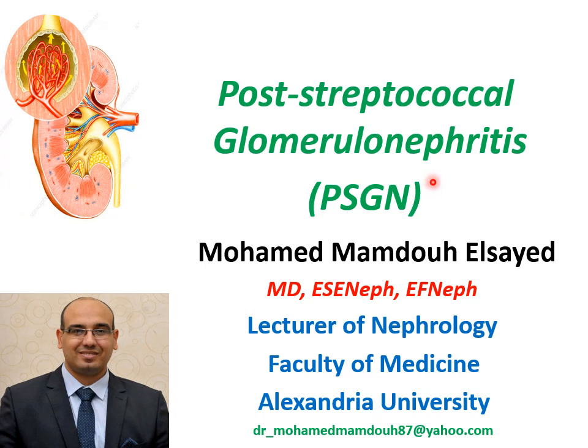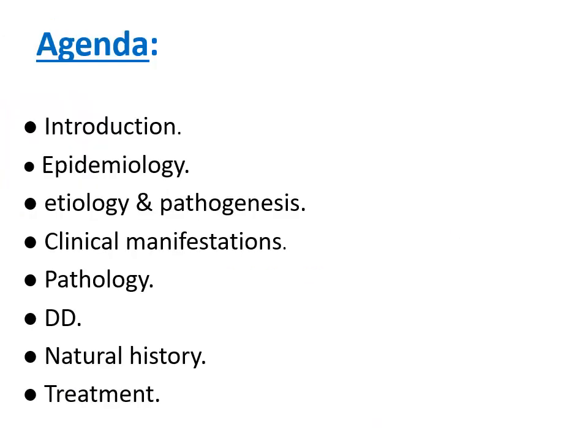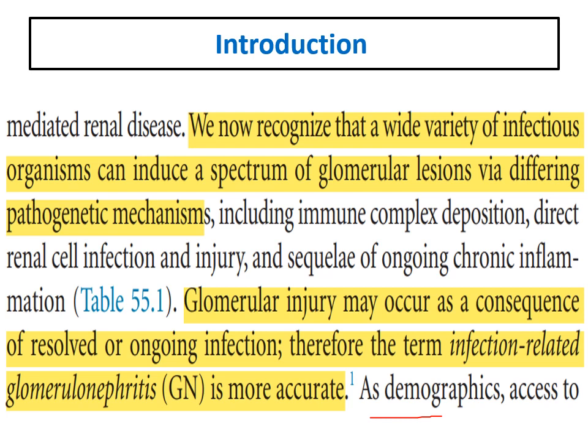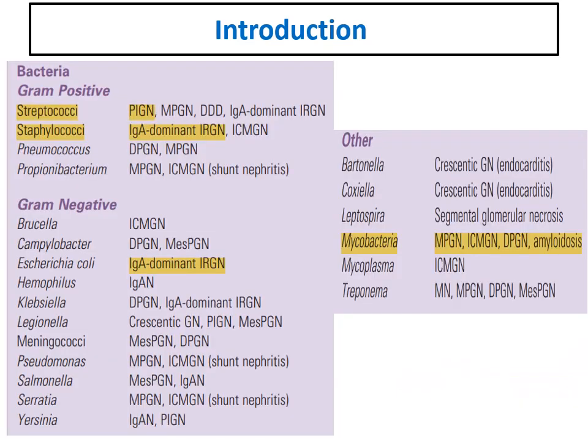Our topic today is post-streptococcal glomerulonephritis. This is our agenda. It is better to know that glomerular injury or glomerulonephritis can occur following any infections affecting our body. So the better term is infection-related glomerulonephritis. It is not only post-streptococcal, but it can follow any organism, as we are going to see now.